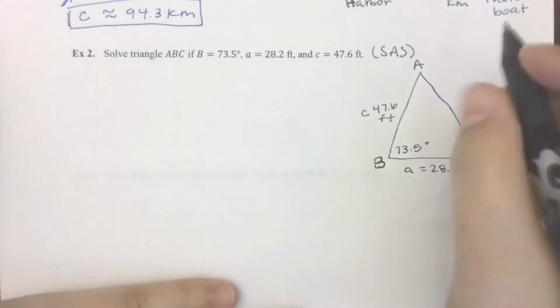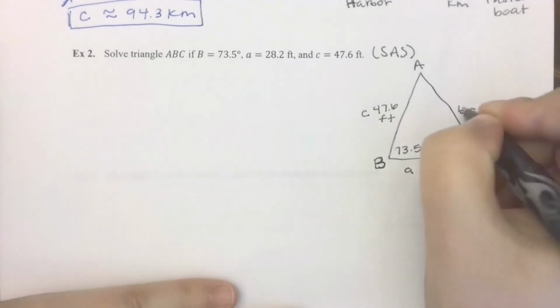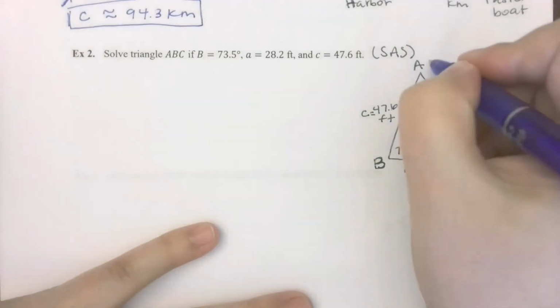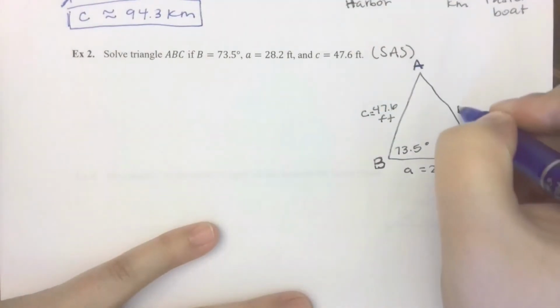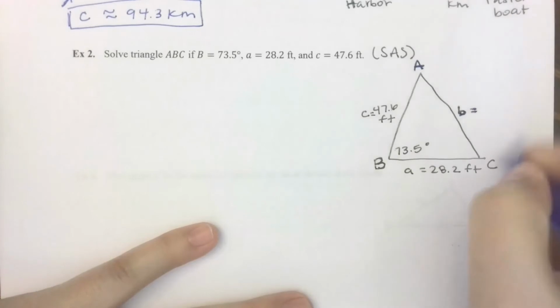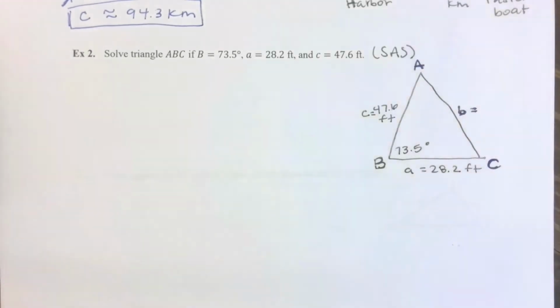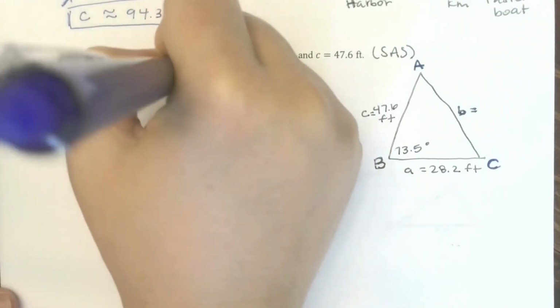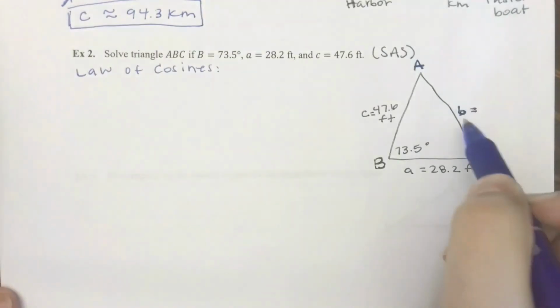Alright, so to solve this, and I'm going to go ahead and write B here. To solve this means that we need to find angle A, side B, and angle C. Okay, so the three measures that we are missing. We have side, angle, side, so we can use the law of cosines to find side B. So we're going to do that first.